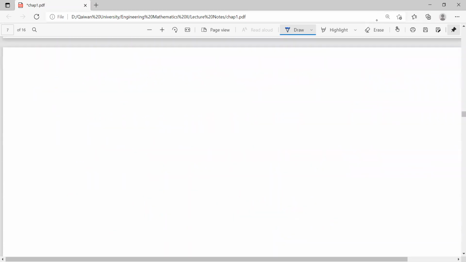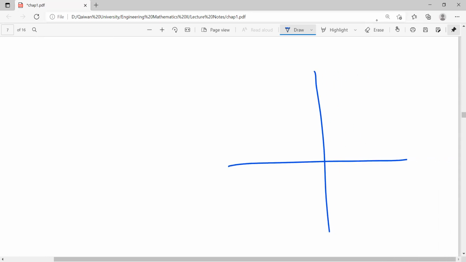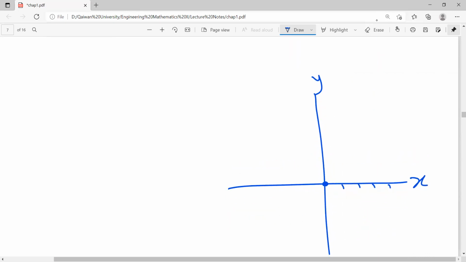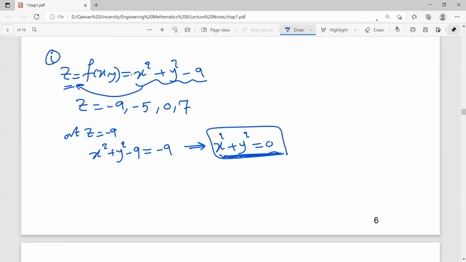Let me draw the graph here. If this is the xy plane, this is x, and that's y. Let's say it's 1, 2, 3, 4. Here, for the first value of z, which is -9, we get only 1 point at the origin. That means at z equals -9, we get only 1 point.